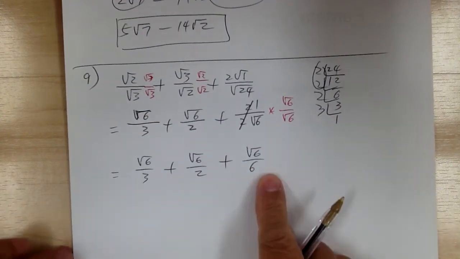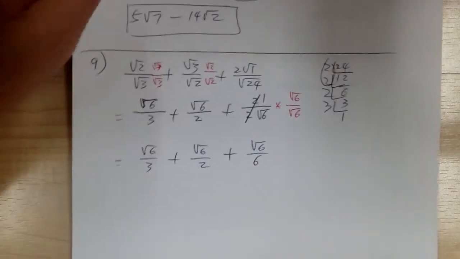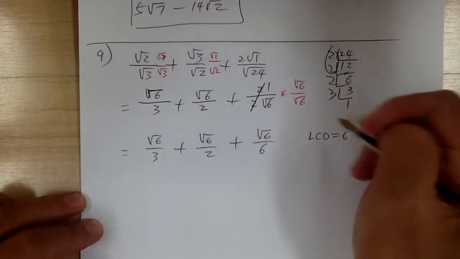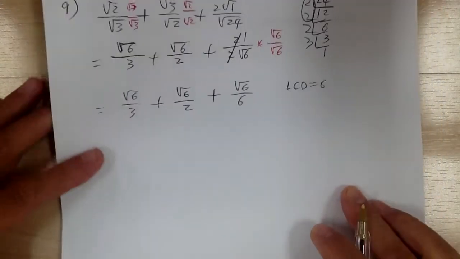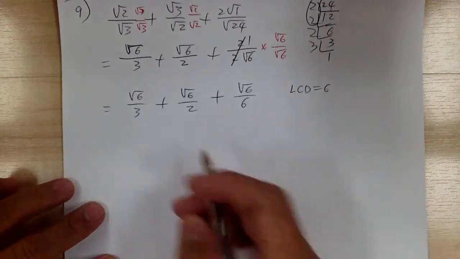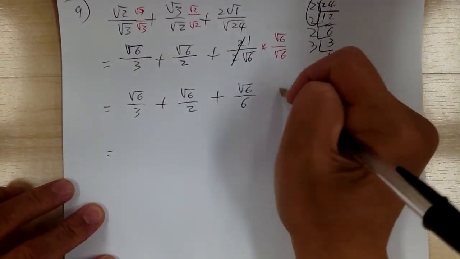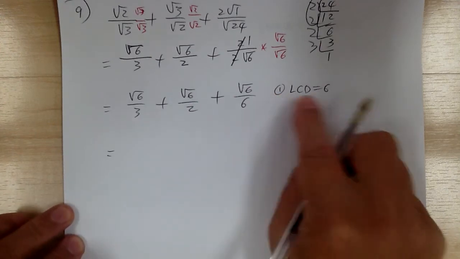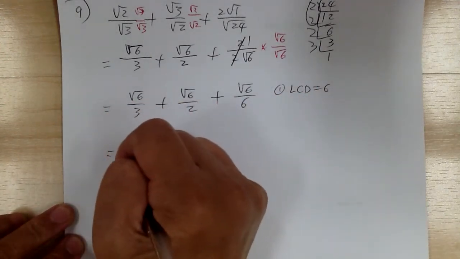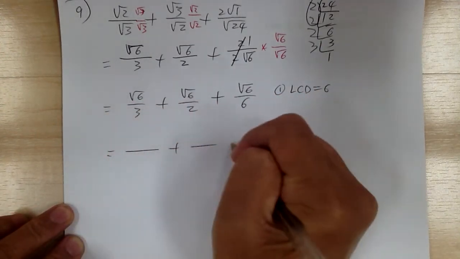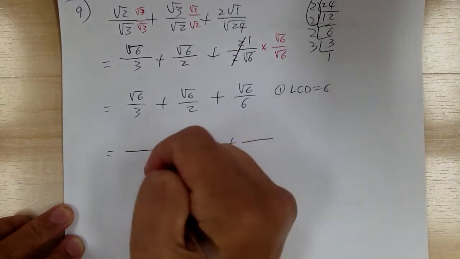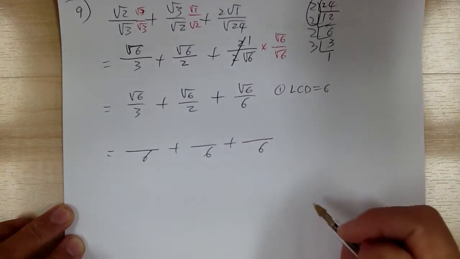Okay, so now to add fractions, you need to go ahead and get your common denominator. So your LCD equals 6. So remember the 5 steps of how to add fractions, right? So that's your step 1. Okay, you don't have to write it 1, but I'm just writing it so you can follow. So step 1, get your LCD. Step 2, prepare your common denominator. So step 2 will give you a denominator of 6.